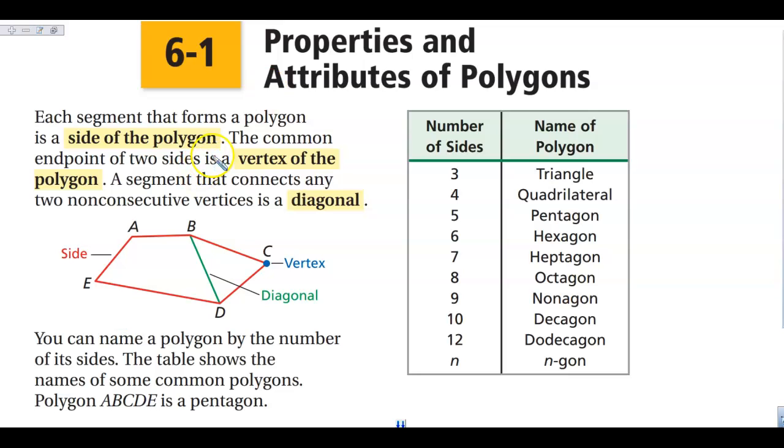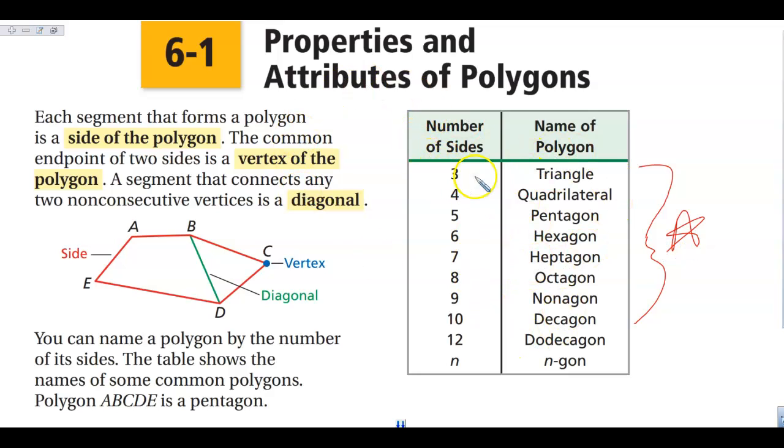So we've got sides of a polygon, where the sides meet at a vertex, and if I'm connecting two vertices that are not next to each other, it is a diagonal. We name our polygon by the number of sides. You need to know all of these. These are all important. You have to know the names of all of these figures.